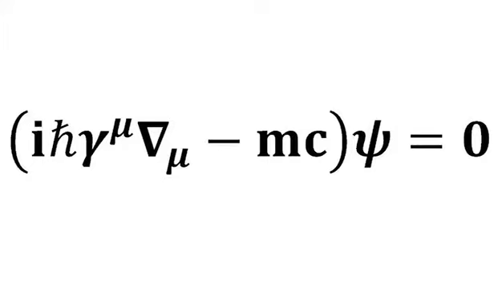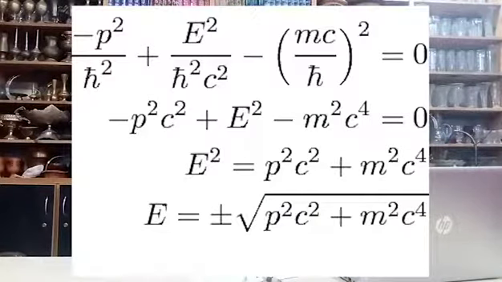What Dirac did was combine the Schrodinger equation and Einstein's mass-energy equation, and after combining them he came up with a special, very famous equation, known as the Dirac equation, as you can see on your screen right now. The interesting thing about this equation is that it has two solutions: one for the electron with a positive energy and one for the electron with a negative energy.